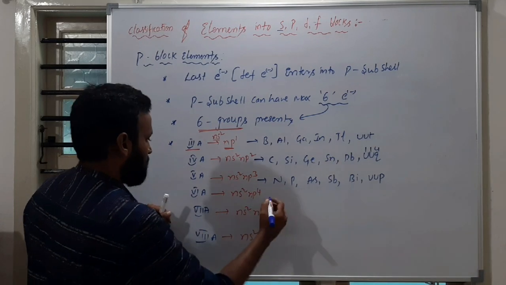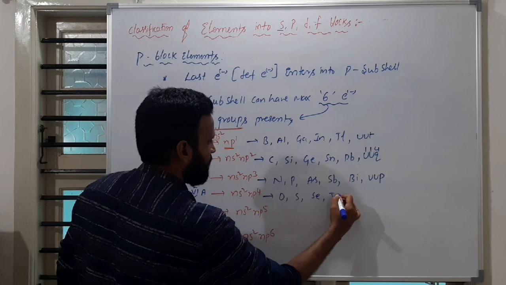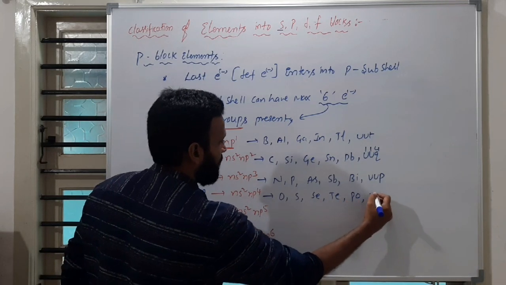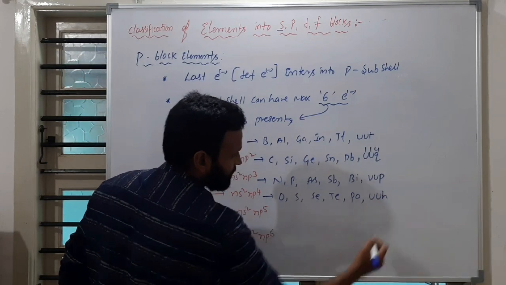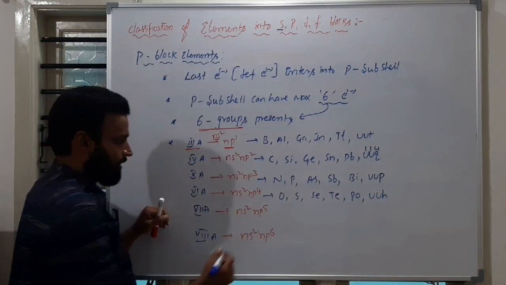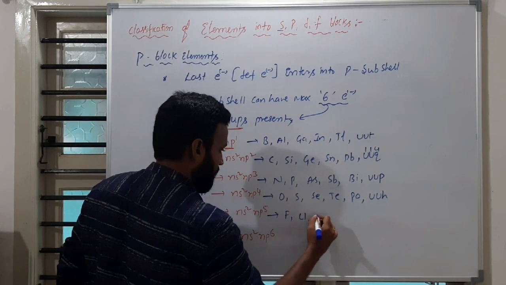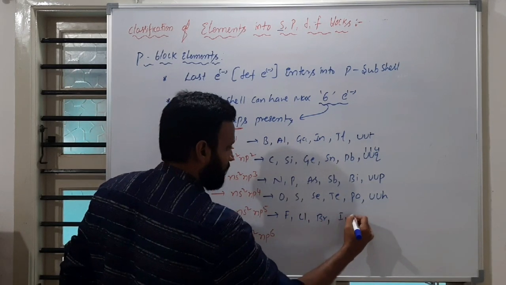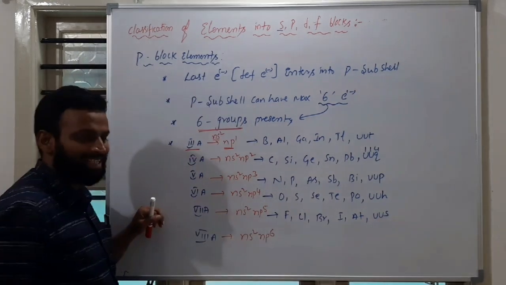Fifth A group elements nitrogen, phosphorus, arsenic, antimony, stibium, bismuth, ununpentium. Now come to sixth A group elements: oxygen, sulfur, selenium, tellurium, polonium, and ununhexium. Okay, next these are fluorine, chlorine, bromine, iodine, astatine, ununseptium, 117.